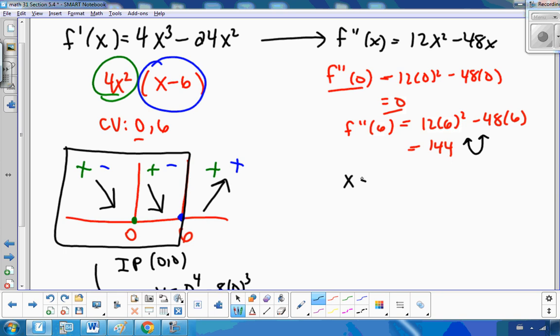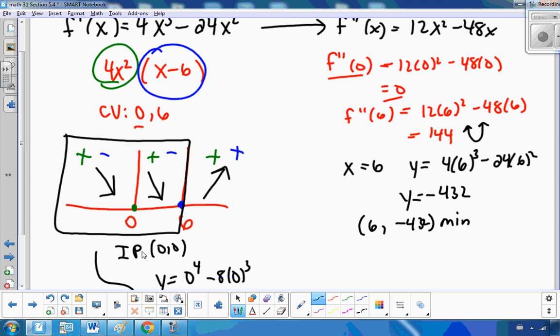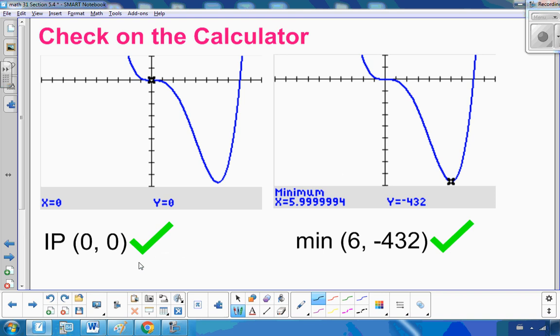So when x is equal to 6, y is equal to 4 times 6 cubed minus 24 times 6 squared. The y value there is negative 432. So I know at 6 and negative 432, I have a minimum value. And I always like to check those graphically just to make sure that I am correct. So let's see if I do have an inflection point at 0, 0 and a minimum at 6 and negative 432. So putting that in my calculator, I can see that yes, I am right.